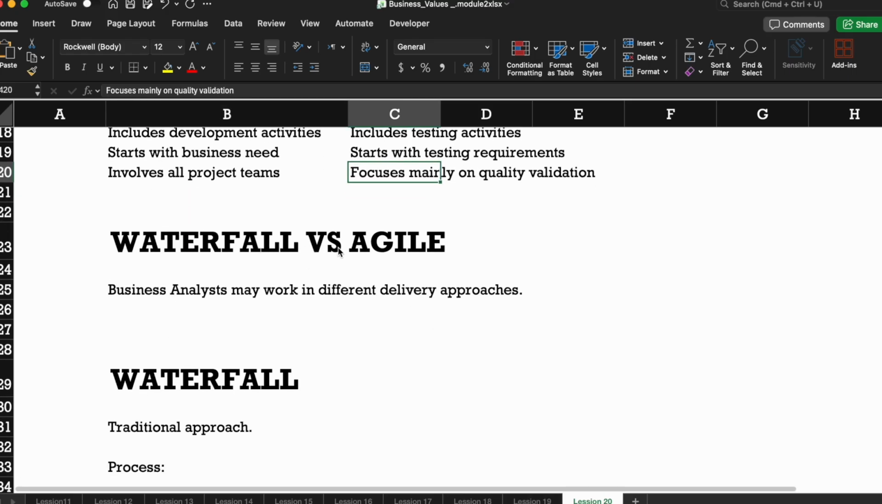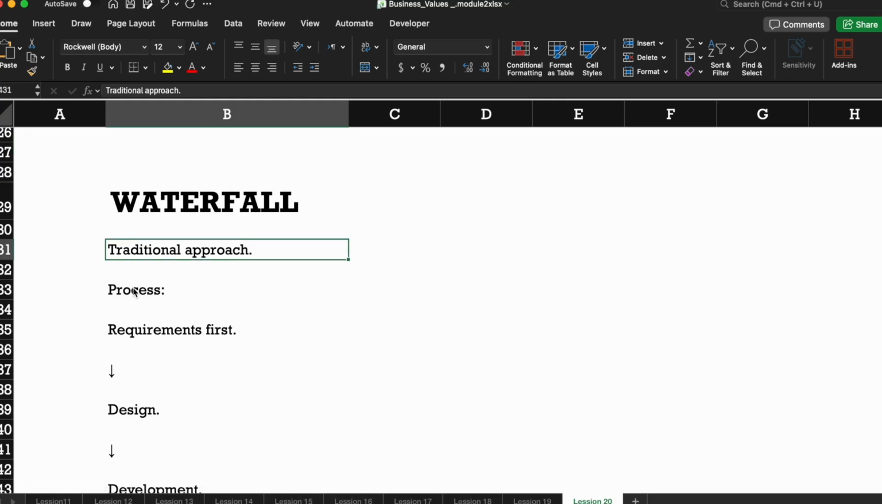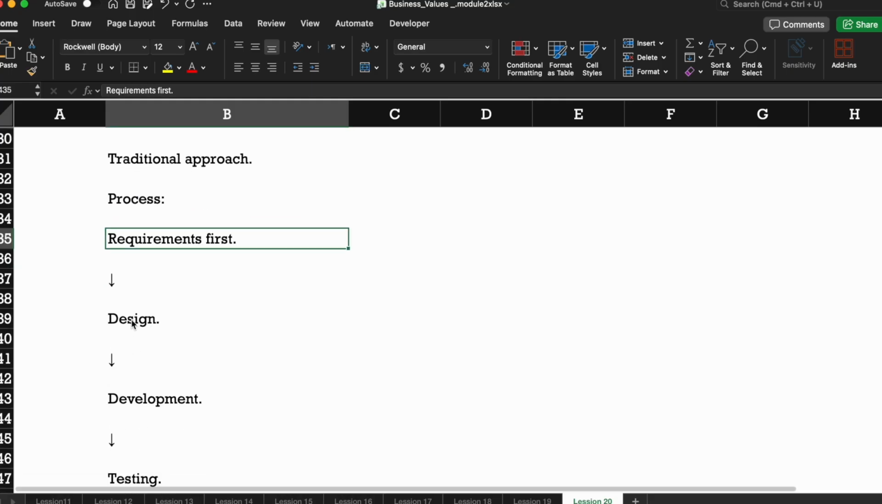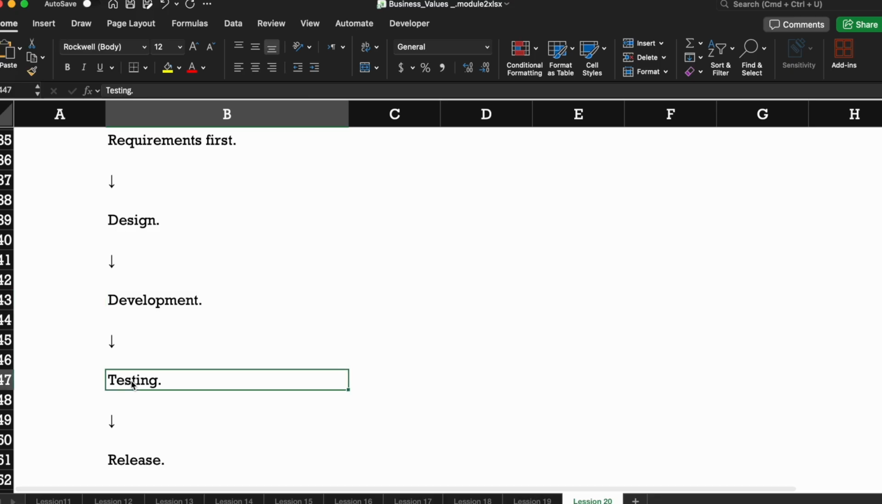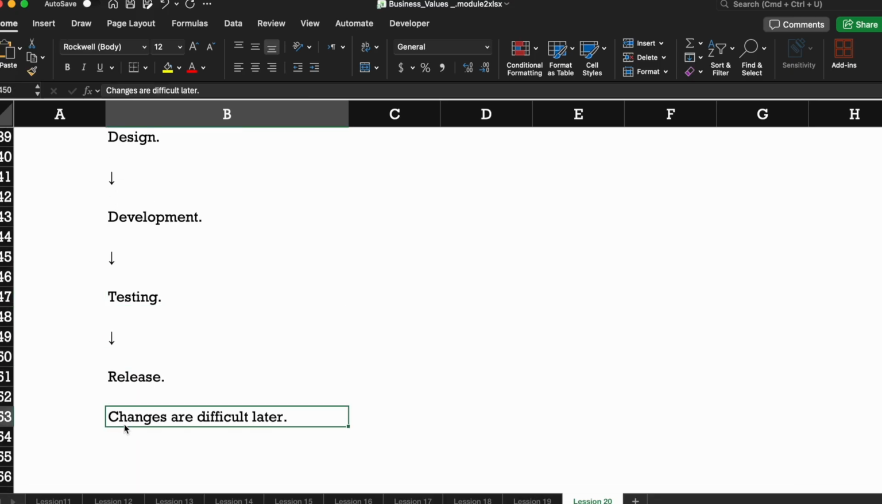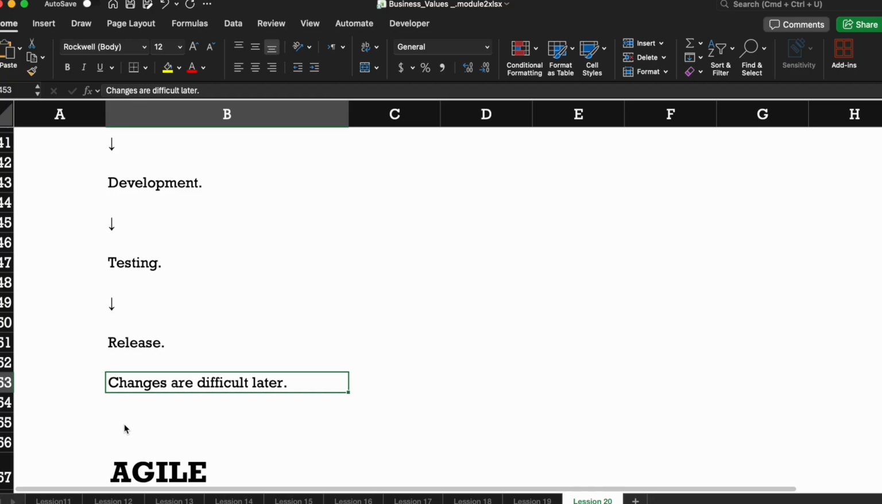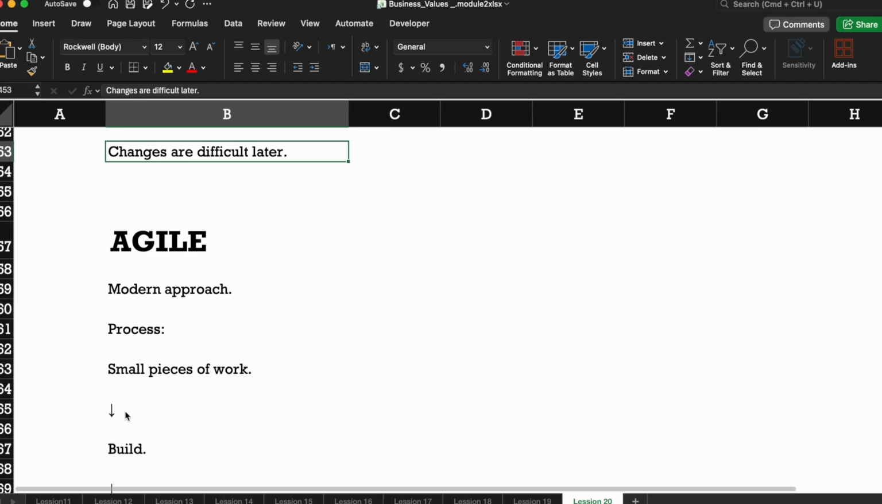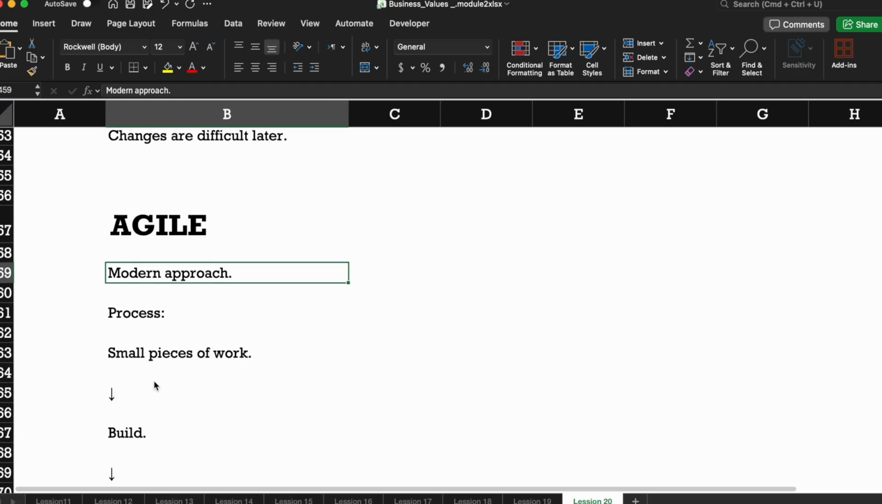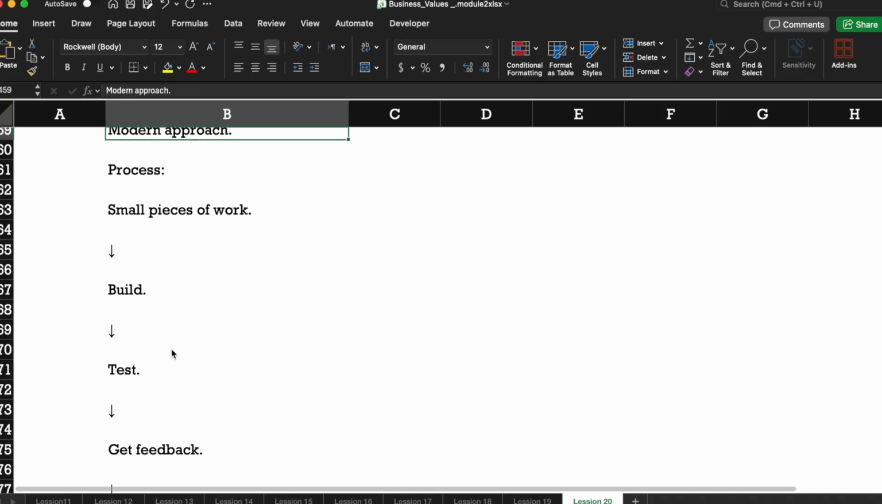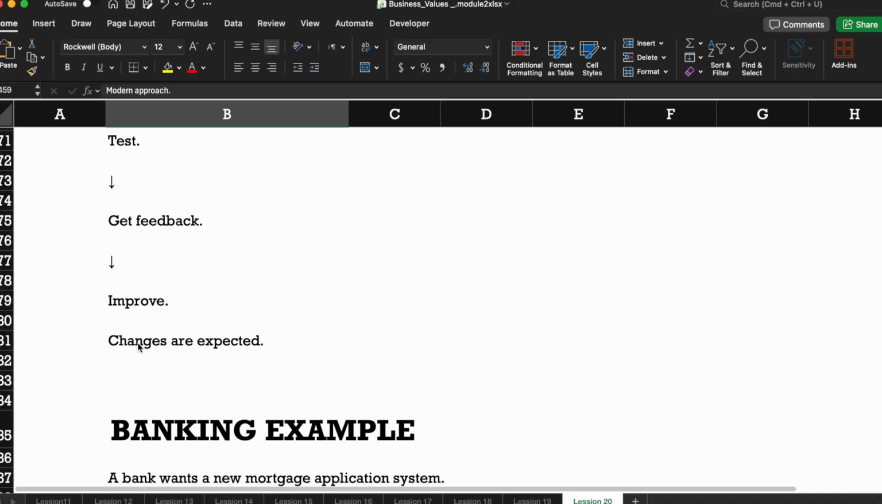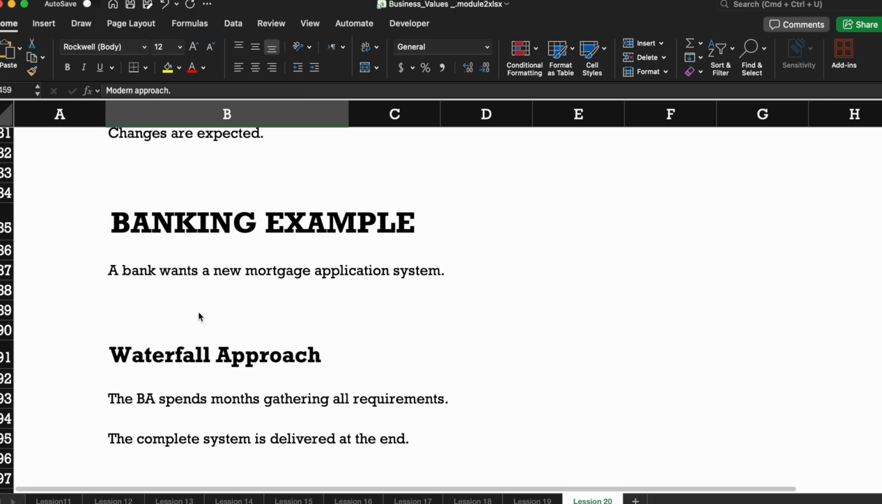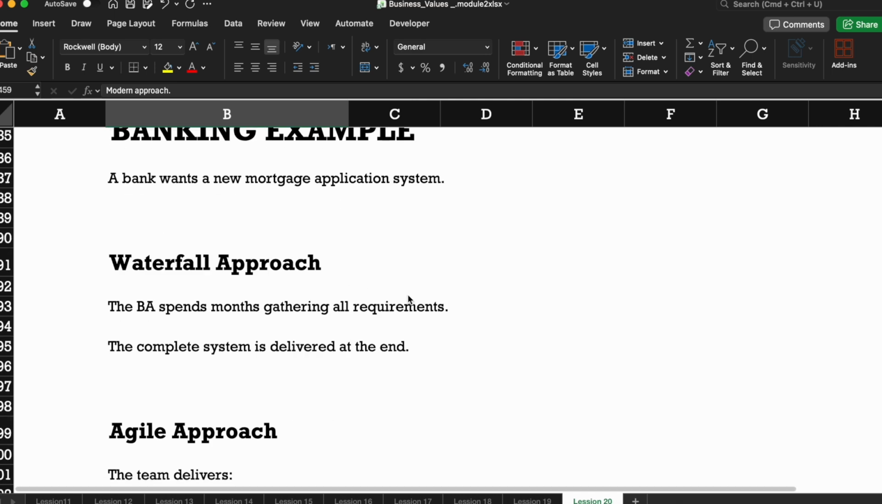Okay. Waterfall versus agile. Business analysts may work in different delivery approaches. Waterfall is the traditional approach. Process: requirements first, design, development, testing, release. Changes are difficult, right? Because only after it is complete will we show this. Agile is the modern approach. Process: simple pieces of work, build, test, get feedback, improve. Changes are expected.